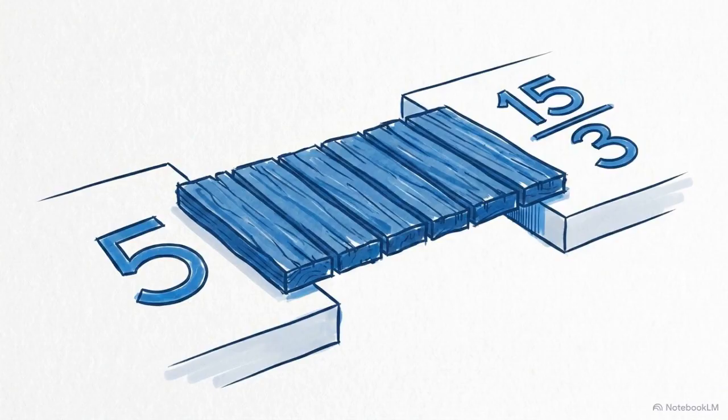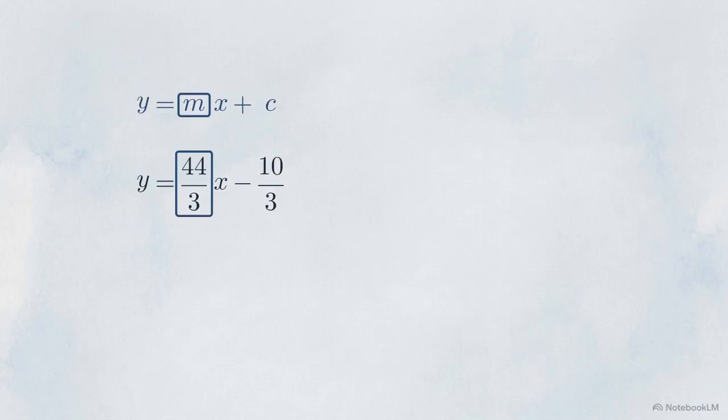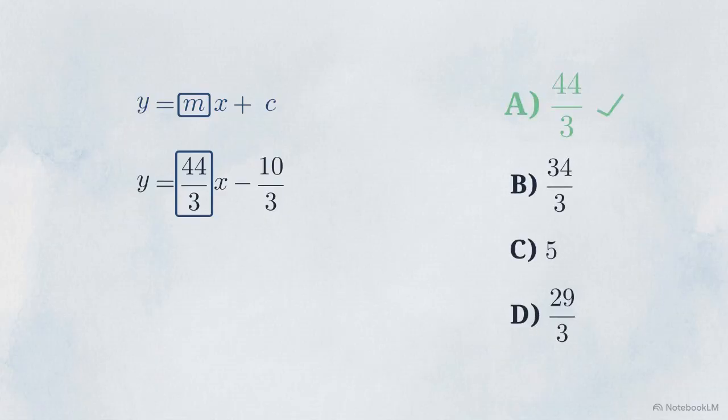Converting that whole number into a matching fraction was the bridge that allowed us to unify the scattered data into a clear, readable answer. Placing our simplified equation directly under the y equals mx plus c blueprint makes the next step easy. The number multiplying x, our gradient m, is 44 over 3. That perfectly matches option A.